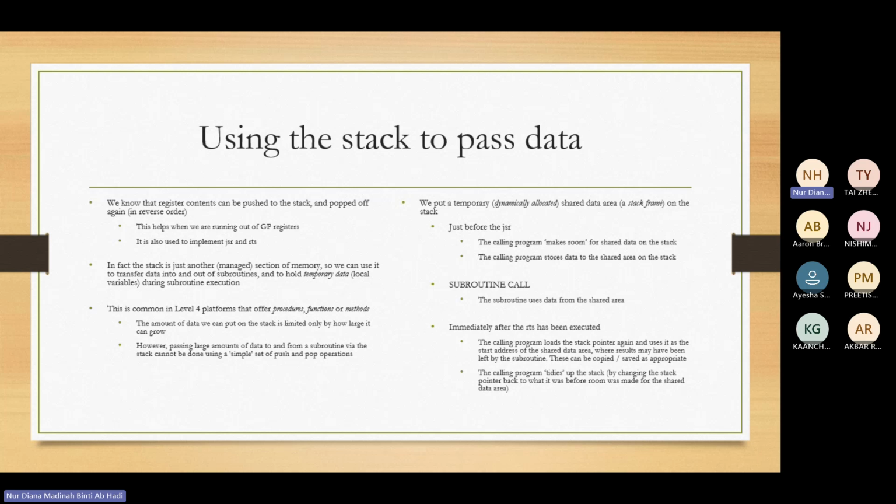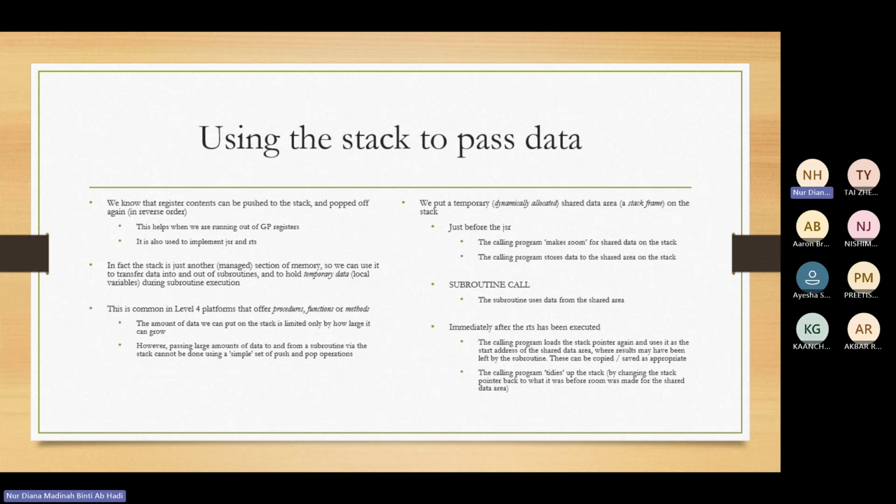We put a temporary stack data area on the stack just before your JSR. The calling program makes room for the shared data on the stack and stores your data to the shared area of your stack. Then the subroutine is called, and it will use the data from the shared area. Immediately after your RTS has been executed, the calling program loads the stack pointer again, which gives the start address of the shared data area where your result may have been left by your subroutine. This can be copied or saved as appropriate.